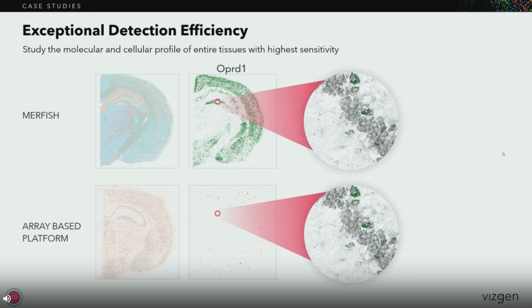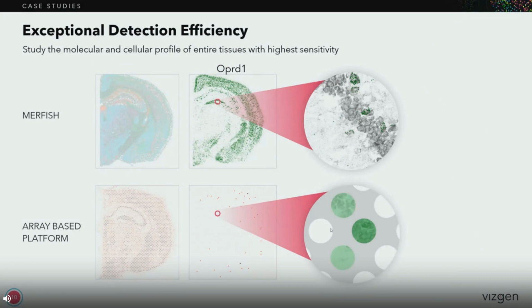For the same genes measured, I'm showing a single one here called OPRD1. This is a GPCR. You can clearly see where this gene is distributed in the mouse brain. However, if you look at the image at the bottom with the array-based platform, you only see a couple of grid spots. As you zoom in to individual fields of view with MERSCOPE, you can clearly see which individual cells express OPRD1. On the other hand, with the array-based platform, since the grid spot size is around 55 microns and in between there's a lot of dead space, you don't really have any true single-cell resolution.